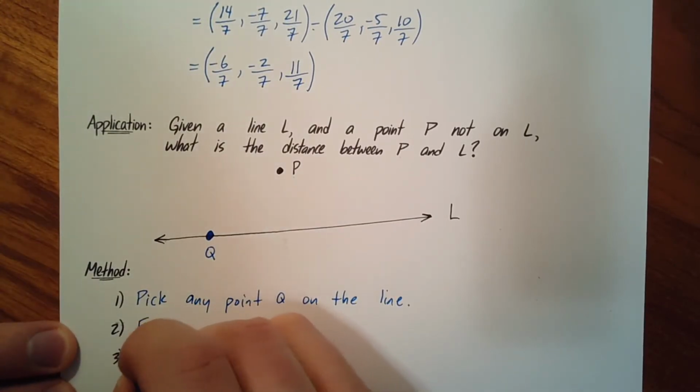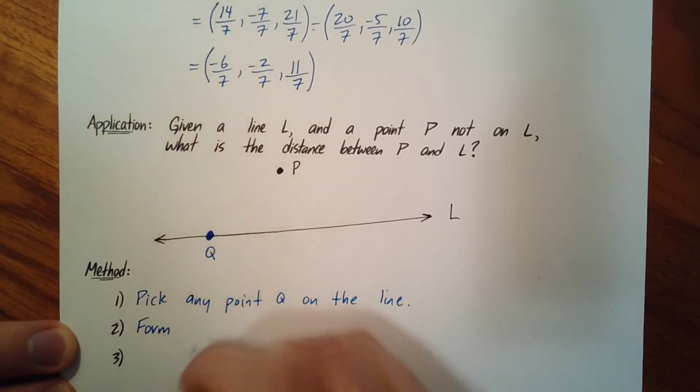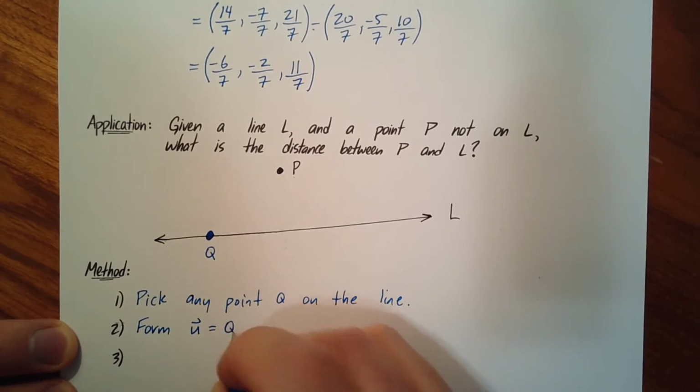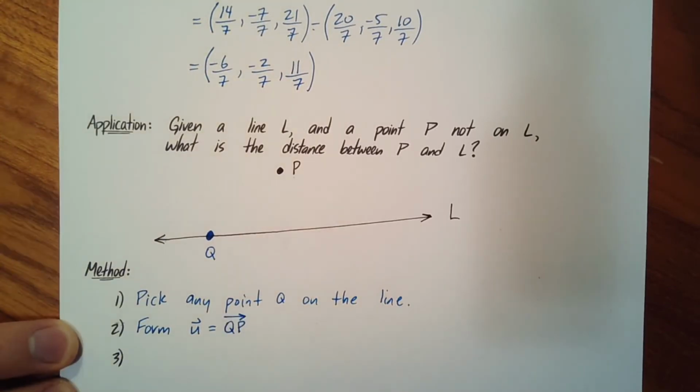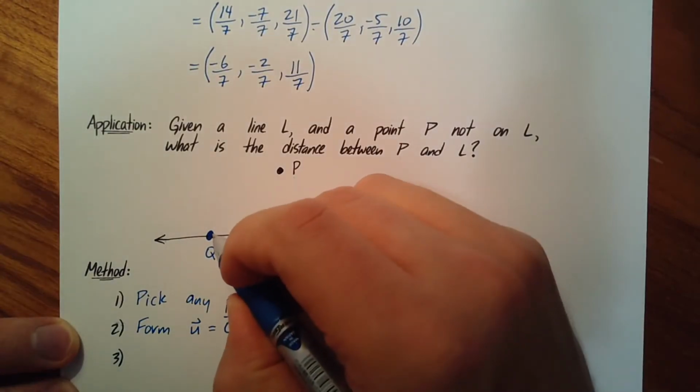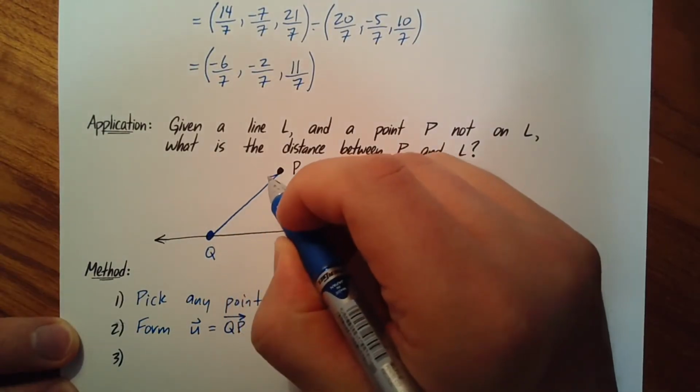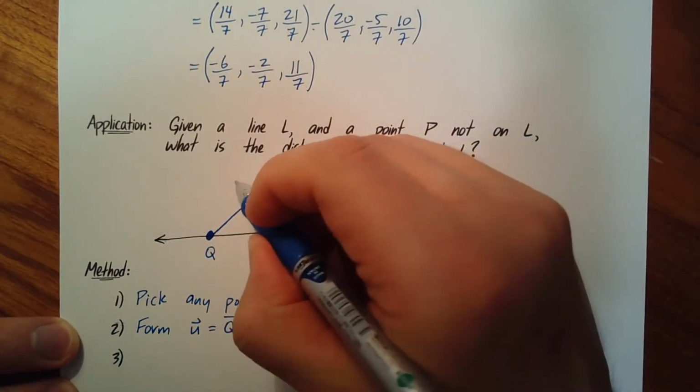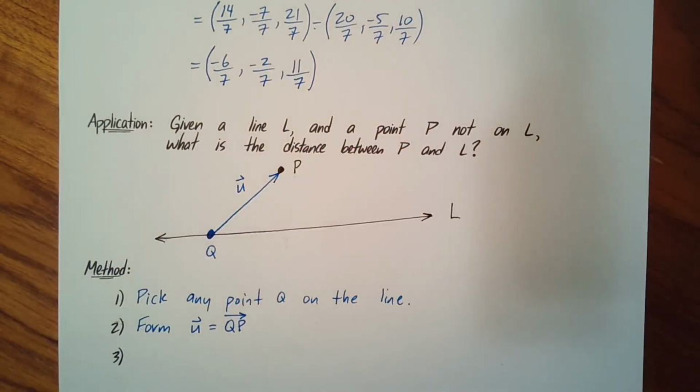Okay, and the next step is easy. All you want to do is form the vector U and just take the geometric vector that starts at the point Q and ends at the point P. So we're just going to take this vector right here. That is your vector U.